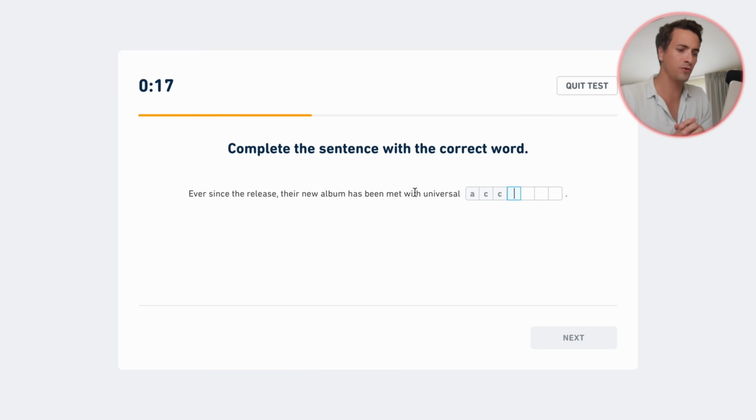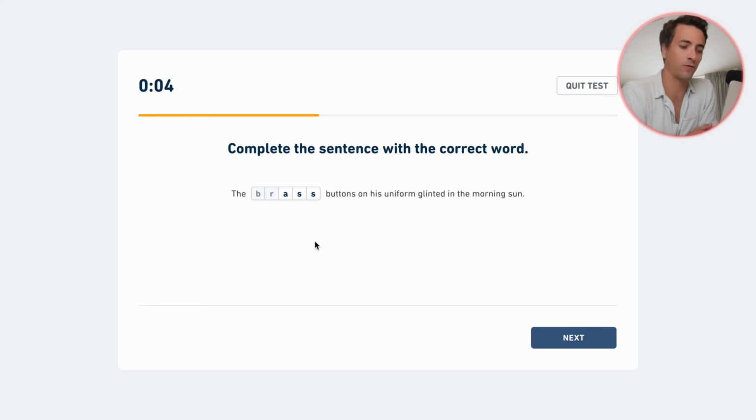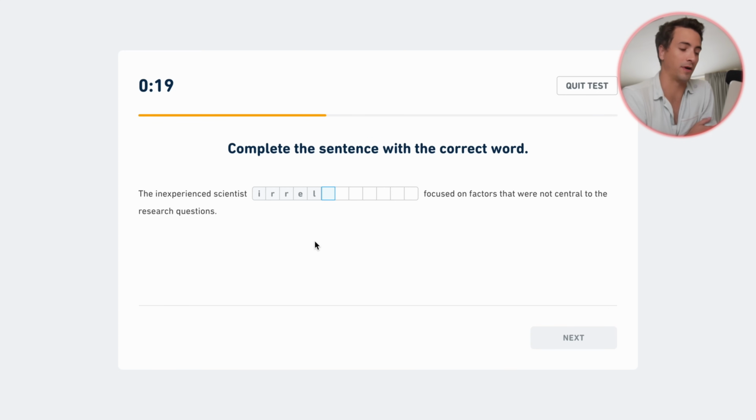Ever since the release, their new album has been met with universal acclaim. This is an example of a phrase or a collocation. Universal acclaim is a very common collocation in English. So once I saw acclaim, once I saw universal, then I knew that the answer was acclaim very easily. The blank buttons on his uniform glinted in the morning sun. The brass buttons on his uniform. So brass is like a gold material that buttons are commonly made of. That's quite an advanced word.